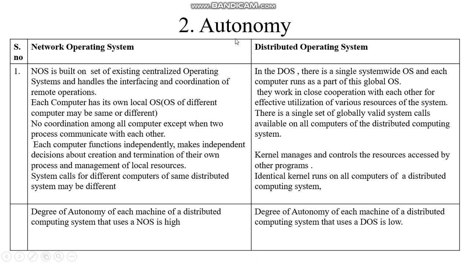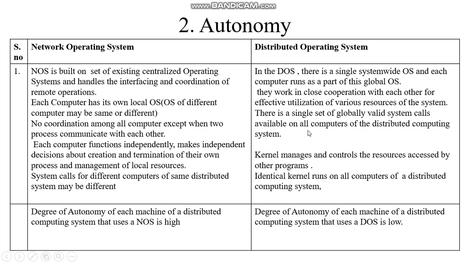The next characteristic is autonomy. The network operating system is built on a set of centralized operating systems, but in a distributed operating system, only a single system-wide operating system is used. In a network operating system, each computer has its own local operating system, and there is no coordination among the machines, because in an environment where the network operating system is used, the user can see distinct machines, and there will be no coordination among them except when they are supposed to communicate with each other.